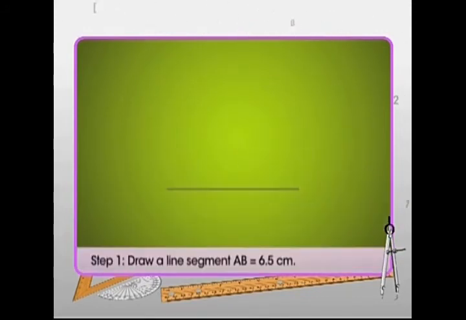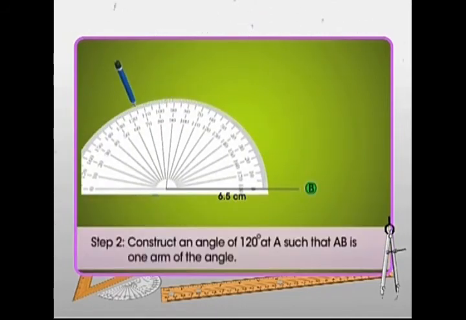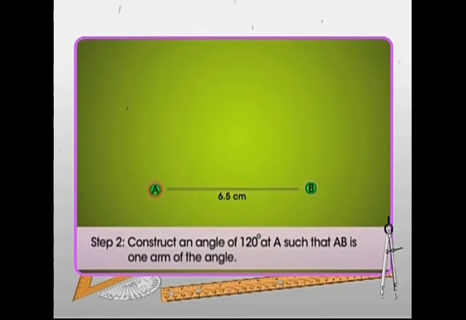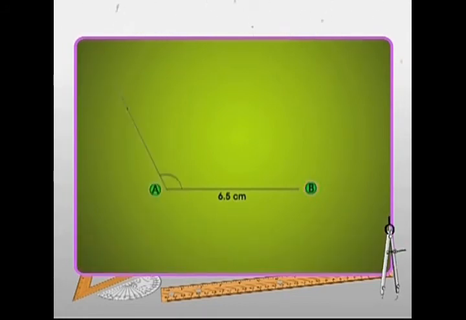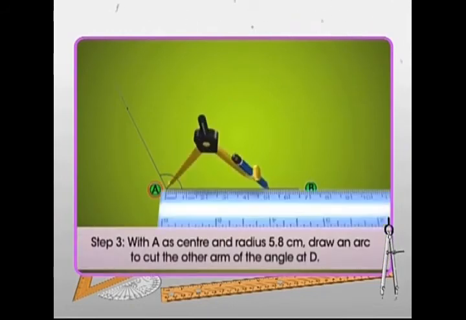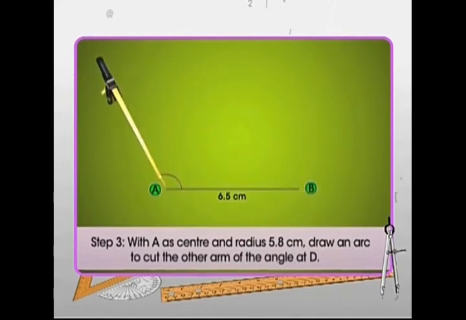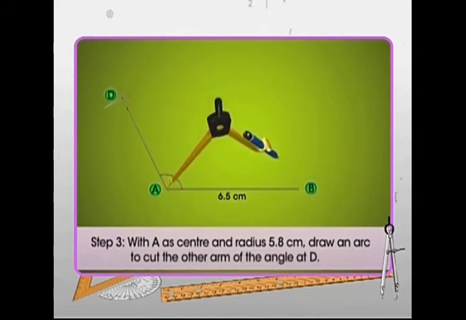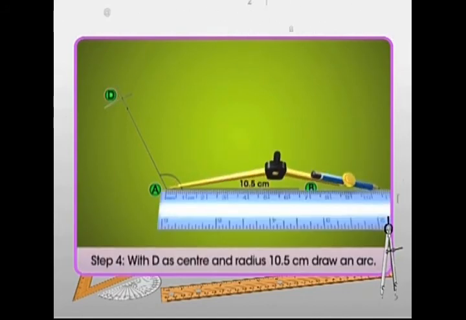First, draw a line segment AB of length 6.5 centimeters with the help of a ruler. Using a protractor, next construct an angle of 120 degrees at A so that AB is one arm of the angle. Now produce the other arm of the angle. With A as center and radius 5.8 centimeters, cut this arm of the angle A at D.